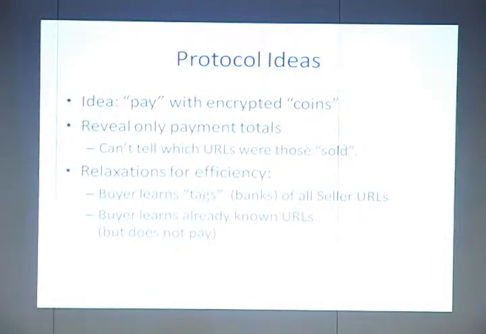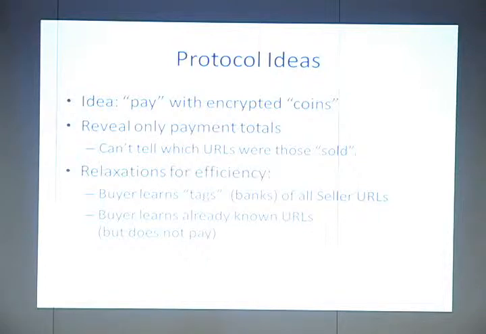So one thing we didn't have in the ideal world is that there Bob only learns the new URLs and that's it. And in our protocol, Bob is going to learn a little bit more about every URL, even though he's not going to be buying it. He's going to learn which bank it belongs to. So we call this a tag. Each URL is tagged with the bank that it belongs to. So Sally is going to say, I have a URL for Bank of America, and Bob is going to learn that she has a URL for Bank of America, even if he doesn't want to buy this URL. So this is one relaxation.